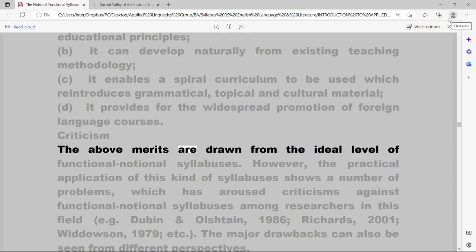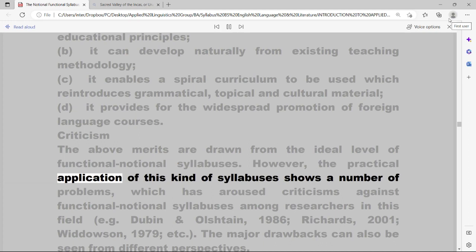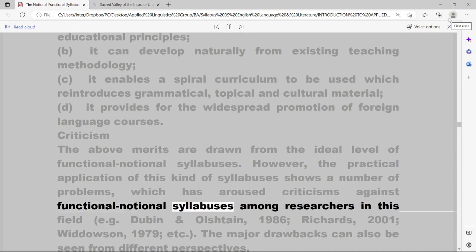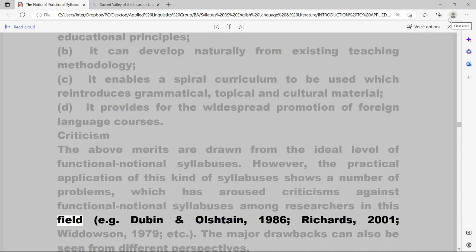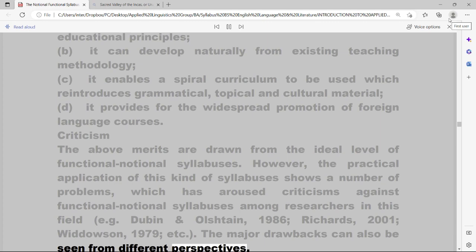Criticism: the above merits are drawn from the ideal level of functional notional syllabuses. However, the practical application of this kind of syllabus shows a number of problems, which has aroused criticisms against functional notional syllabuses among researchers in this field, e.g. Dubin and Olshtain, 1986, Richards, 2001, Widdowson, 1979, etc. The major drawbacks can also be seen from different perspectives.